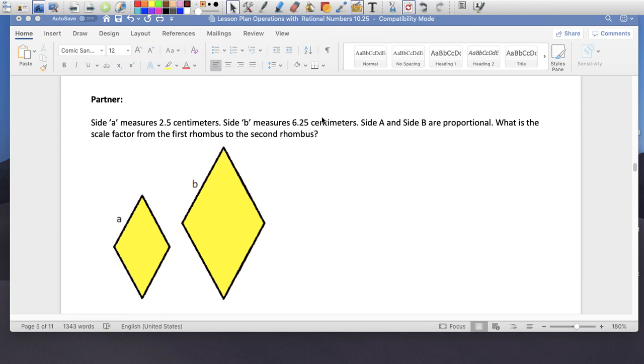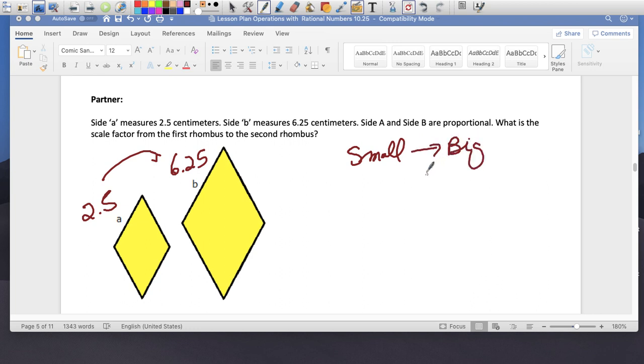All right. So in this question, what are we doing here? Side A is 2.5 centimeters. Side B is 6.25 centimeters. What's the scale factor from the first rhombus, from this one? So we're going from this to this, and you can tell that we're going from small to big. So if we're going from small to big, our number is definitely going to be greater than 1, right? Our scale factor.